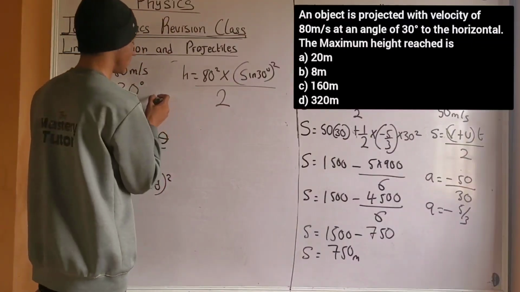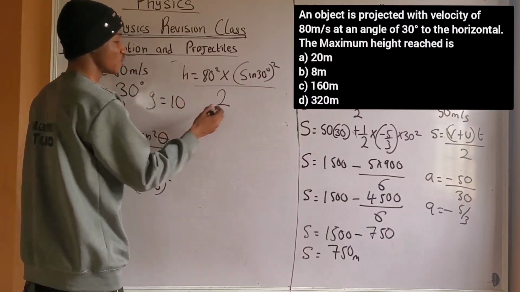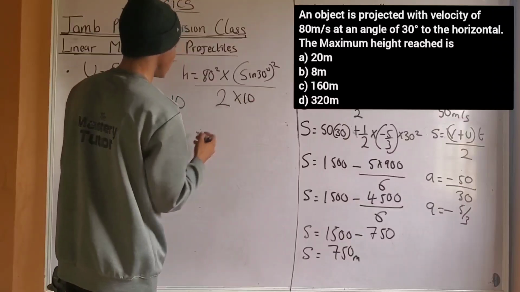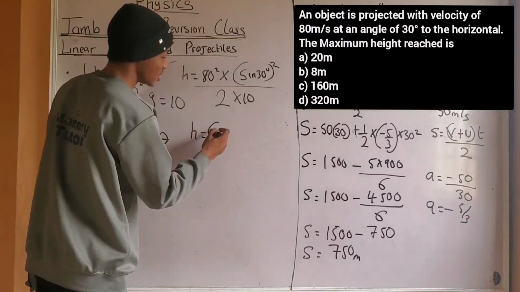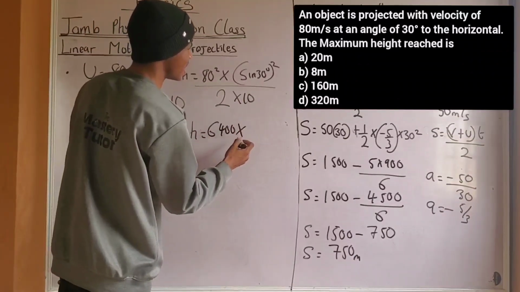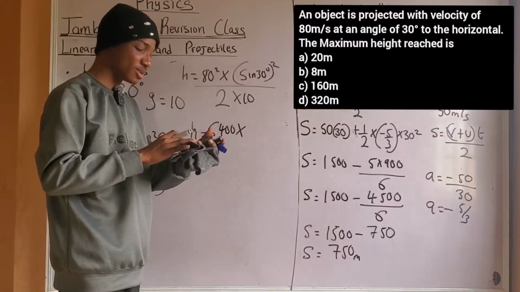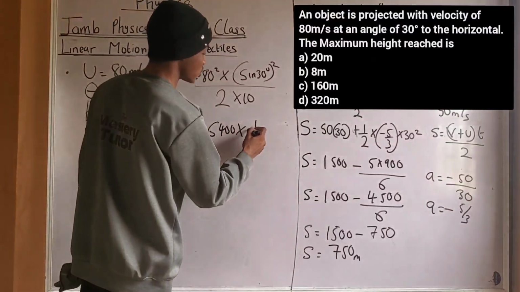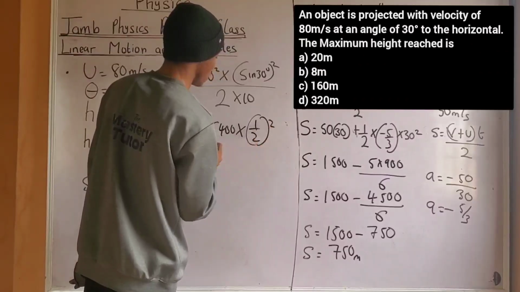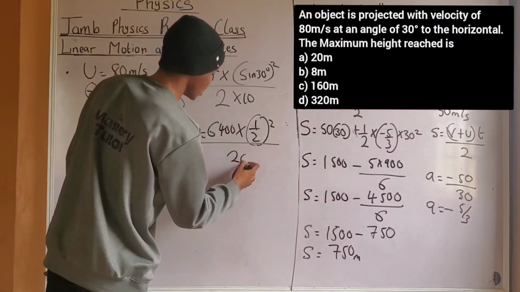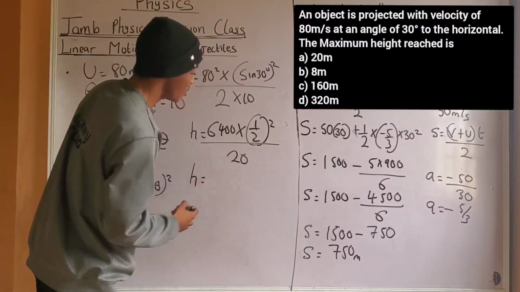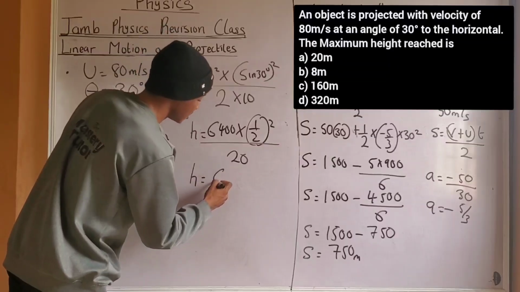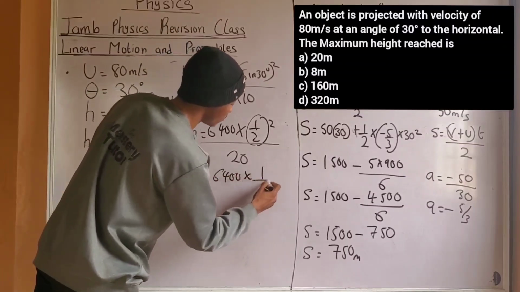G is positive. Acceleration due to gravity, that is what? 10. So I'm going to have 2 times 10. Okay? H is equal to 6,400 multiplied by sine 30, which is 0.5. Yes. Or that is 1 over 2. 1 over 2 raised to the power of 2 all over 20. Okay? The height which the object attained is 6,400 multiplied by 1 over 4.